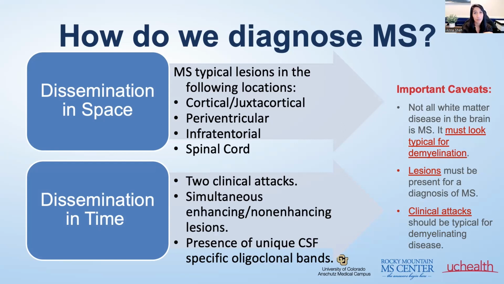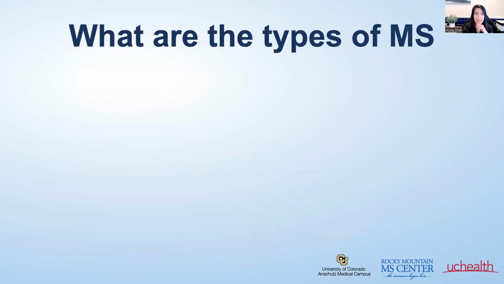Lesions must also be present for a diagnosis of MS. So if you're suspecting MS in somebody, a brain MRI or a spine MRI are done and there are no lesions on there, then they cannot by definition have MS. I think I hit on that last point already, but clinical attacks must be typical for those experiencing demyelinating disease.